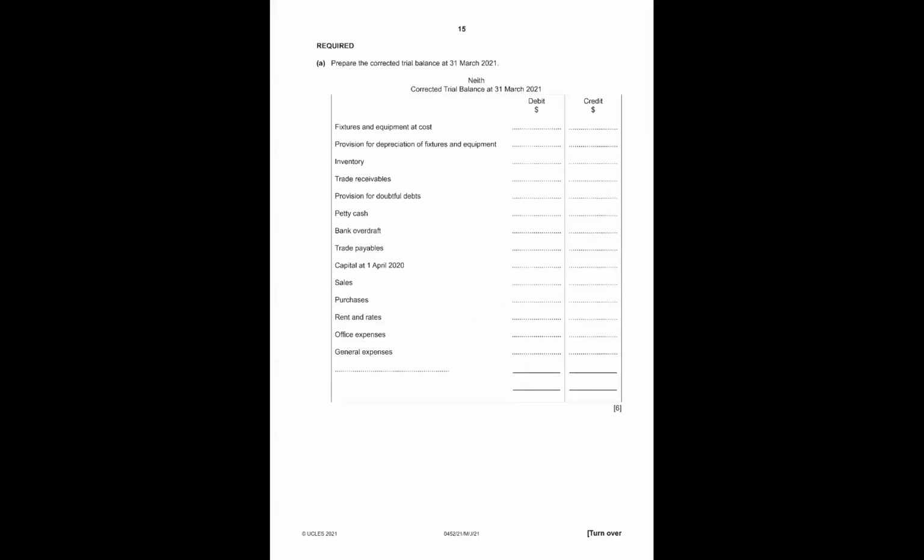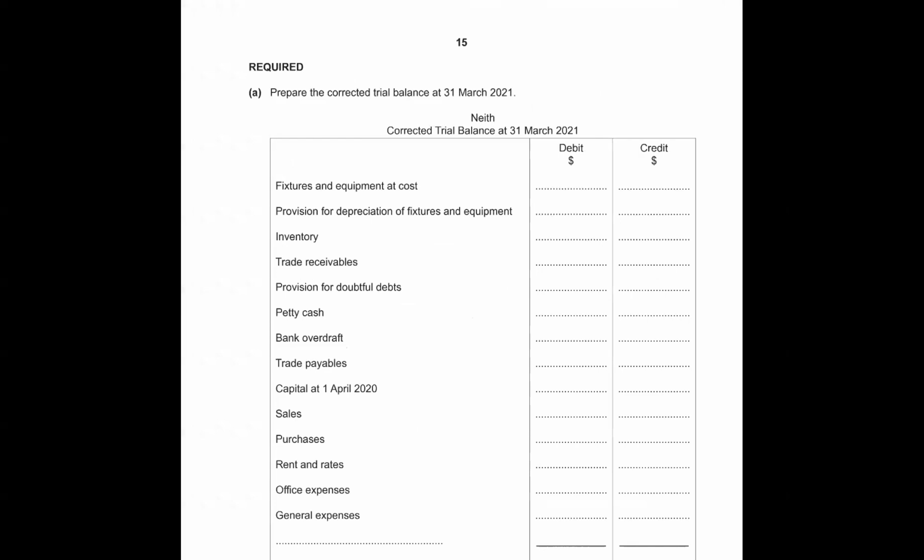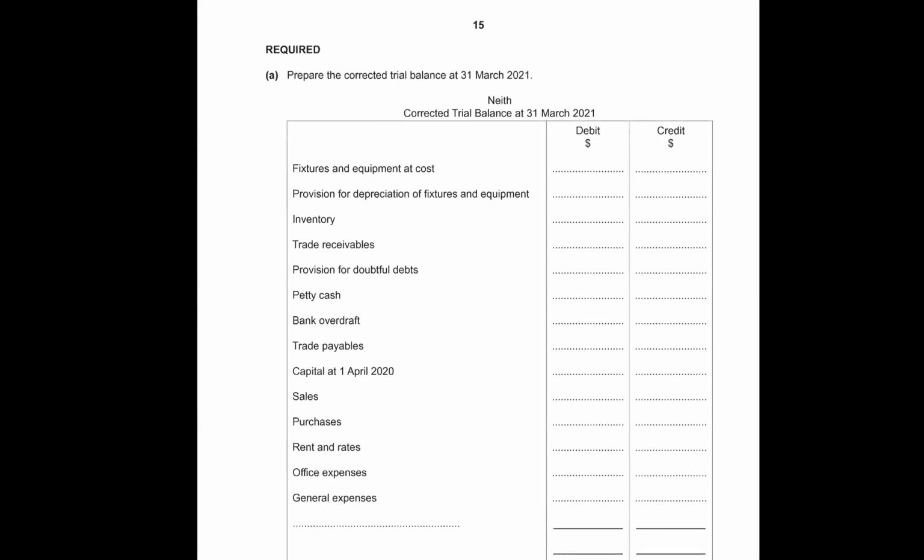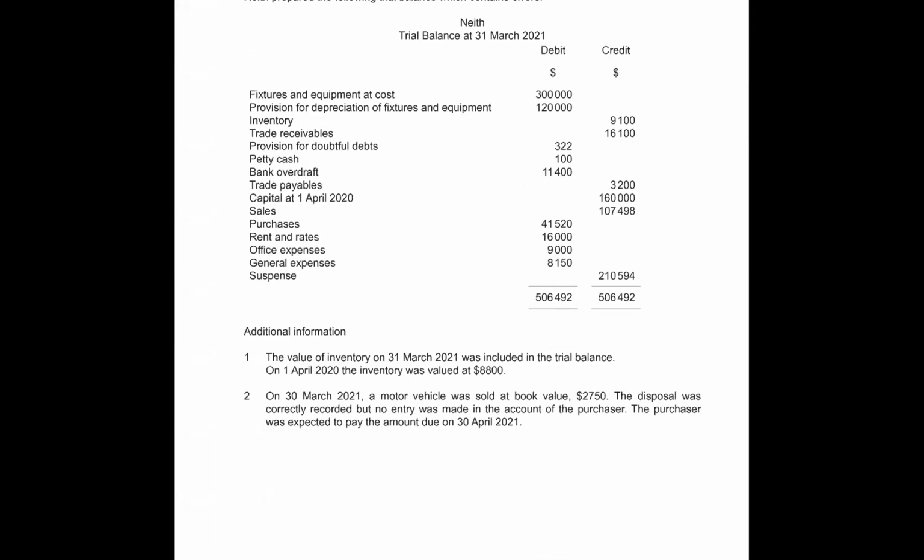What are we required to do? Part A: we are required to prepare the corrected trial balance at 31st March 2021. Ideally, we just want to correct the trial balance. Some of the figures on the debit side should not be on the debit side, and those on the credit side shouldn't be on the credit side. So we want to make the correct entries, and once we are done, we would have done the right thing.